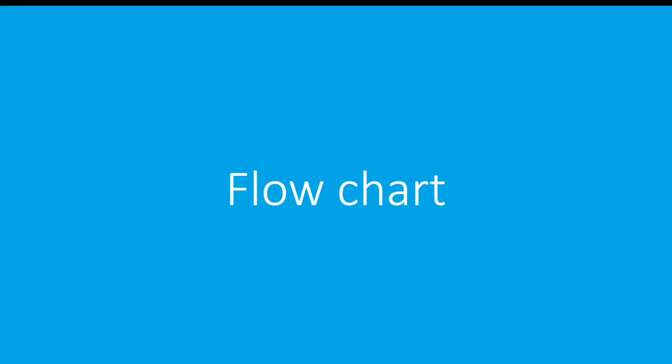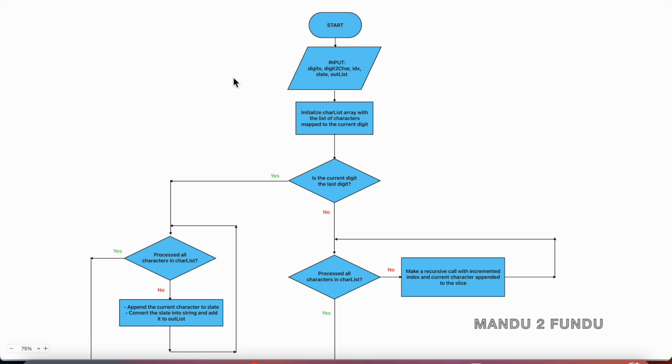Let's look at the flowchart. Input for this procedure is the digit string, the digit to character map, the index that tracks the current digit being processed in the input string, the slate which contains the partial output, and the out list which contains the final list of combinations.